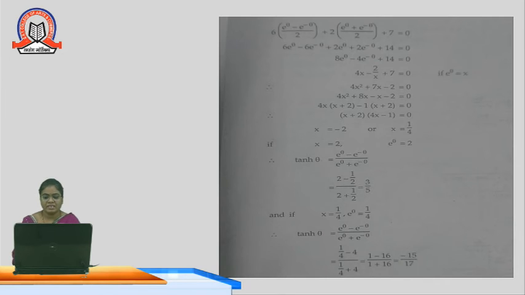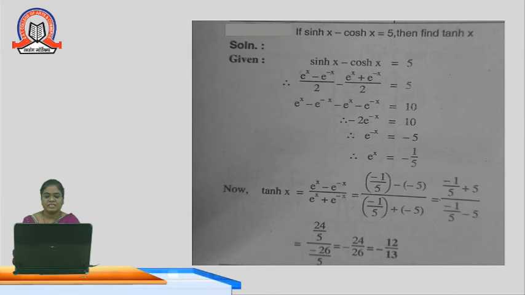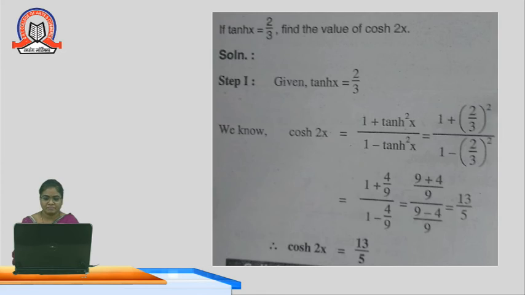And similarly, if we substitute x equal to 1/4, tanh θ equals (e^θ minus e^−θ)/(e^θ plus e^−θ). We get the answer minus 15/17. Next, if sinh x minus cosh x equals 5, we want to find tanh x. By the same procedure as above, we get the answer tanh x equal to minus 12/13. You can use the same procedure as in the above problem and solve this problem.